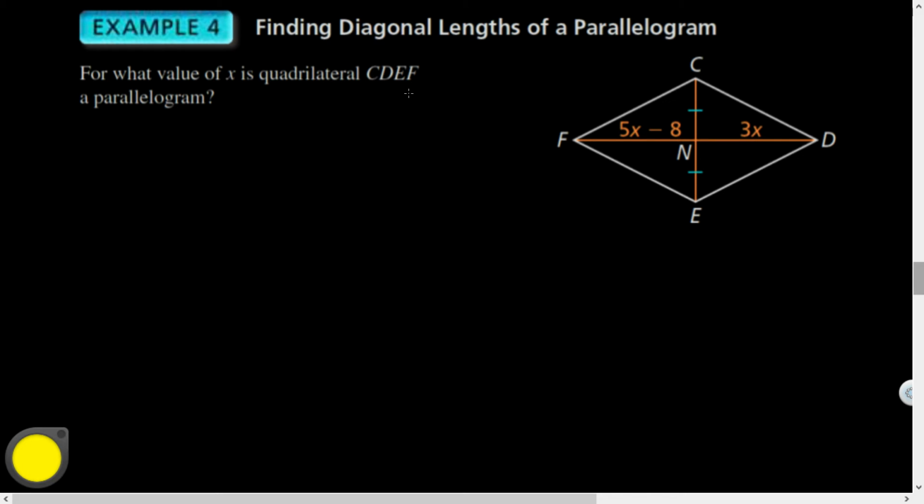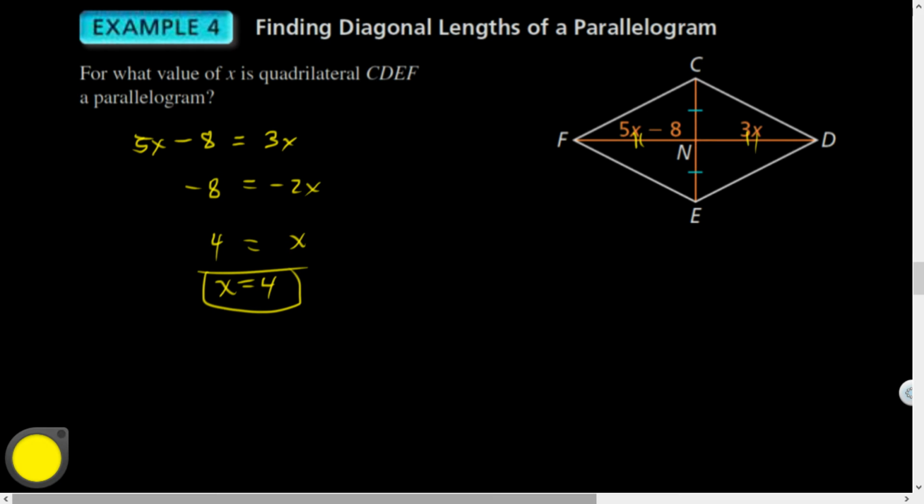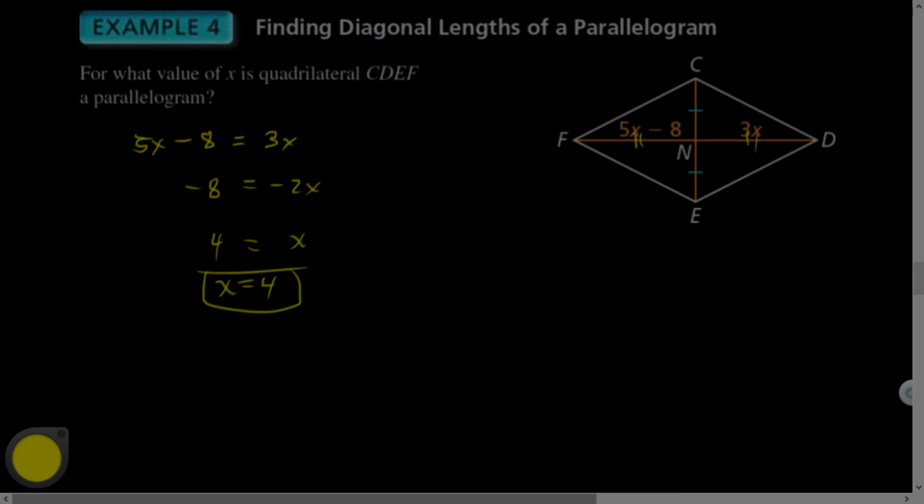Example 4, finding diagonal lengths of a parallelogram. For what values of x is this a parallelogram? Well, this quadrilateral is a parallelogram anytime its diagonals bisect each other. These ones are kind of simple. I could probably hand this to an Algebra 1 student and they would just assume you set those two equal, but they wouldn't really know that this was true. Subtract 5x from both sides, divide both sides by -2, x equals 4.